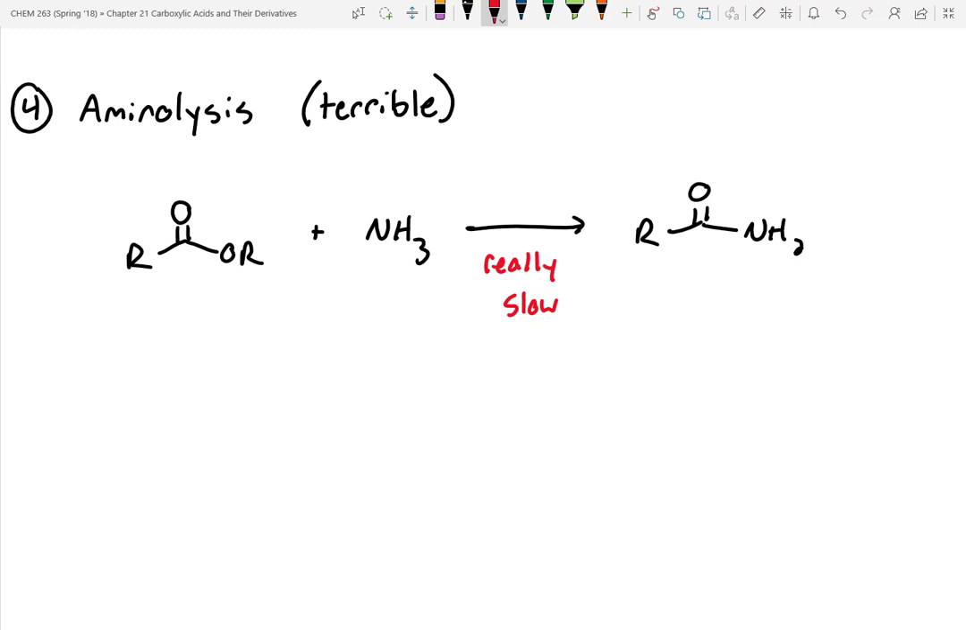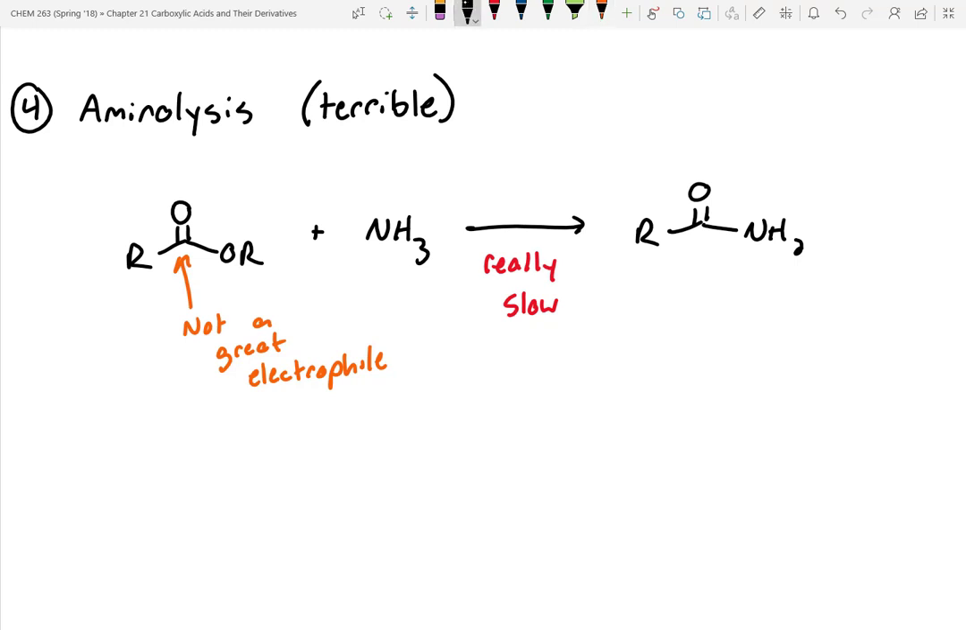Does anybody know why it's so slow? This is a bad electrophile. If you want this reaction to work, typically you want to choose a better electrophile like an acid chloride because those are way more electrophilic.